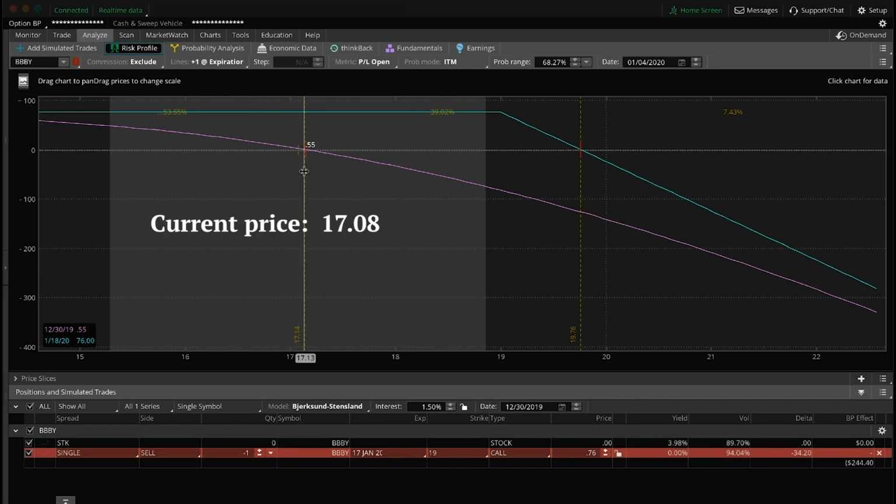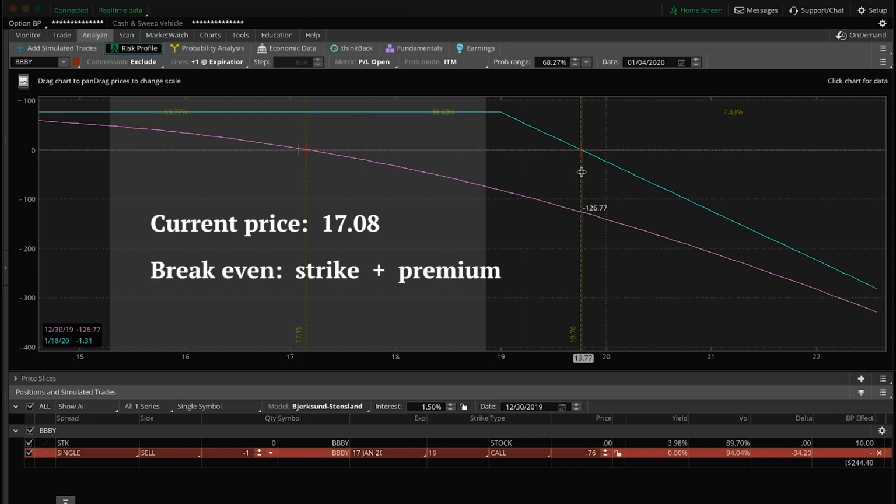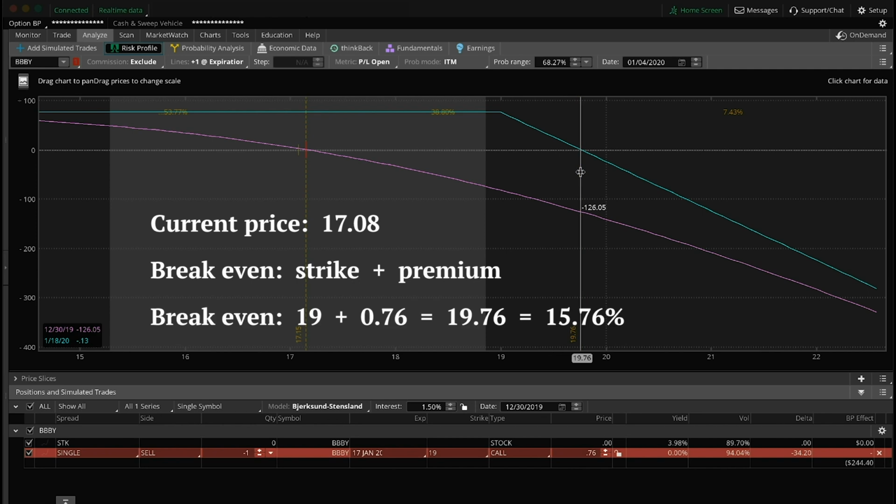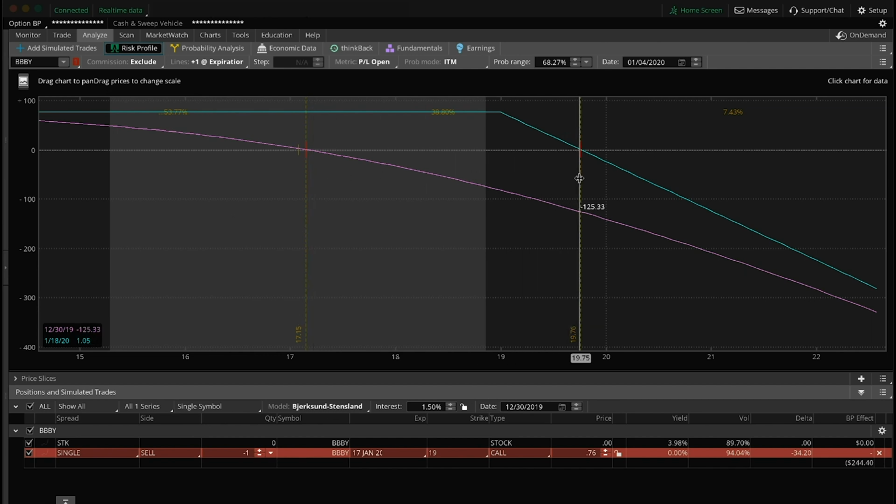So right here, this is where the price is. It's a little bit off just simply because of the bid-ask spread, but we'll put that right there. Now the break even at expiration is all the way up here at 19.76. That's a pretty long way from where the price currently is. Nearly 16% just to get to the break even point 19 days from now.